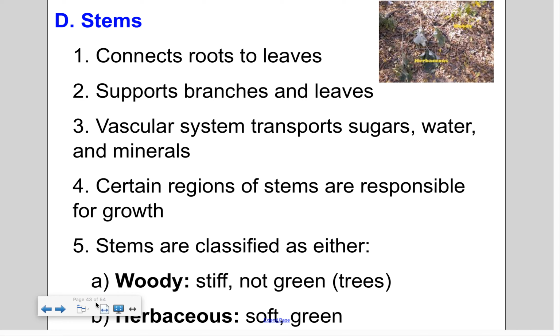Inside the stems, remember, actually throughout the entire organism, you find a vascular system. So the vascular system, which is xylem and phloem, is found in roots, stems, and leaves. That means the vascular tissue is primarily found in the stems. It transports sugars and water and minerals. Stems are also important for growth. So they can grow laterally, which means side to side, or vertically. And we usually call those areas meristems.